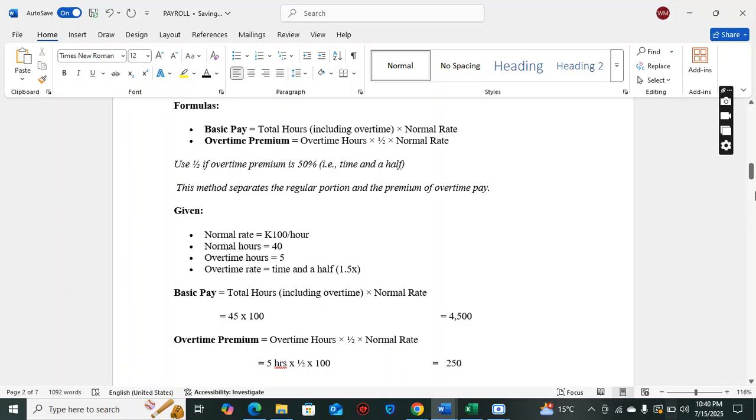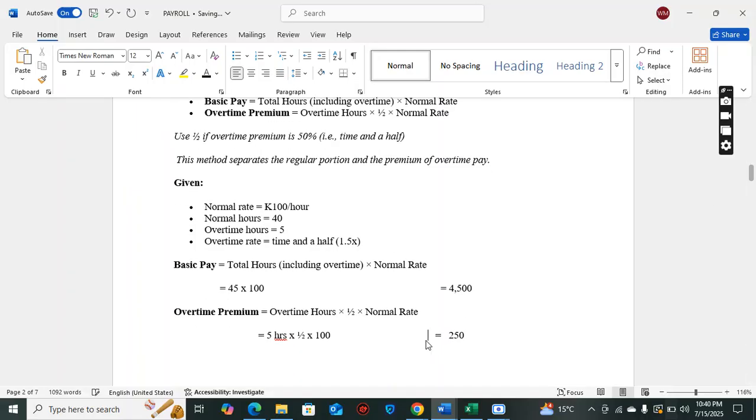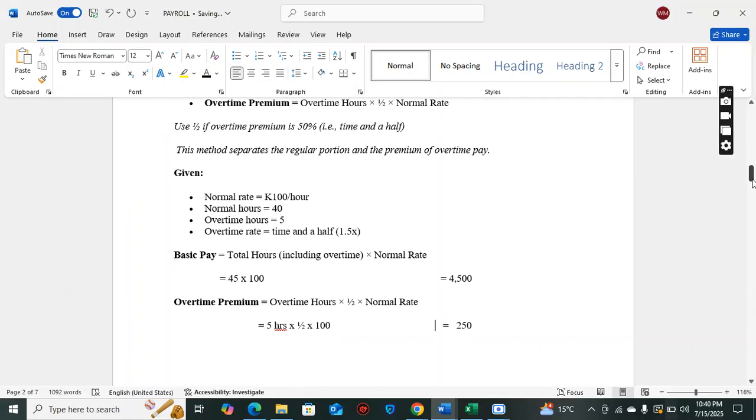All right. So the gross pay, what this worker should be paid, is 4,500 plus 250, 4,750. This is like the shortcut method; we are trying to tabulate gross pay. Any questions before I use the second method?